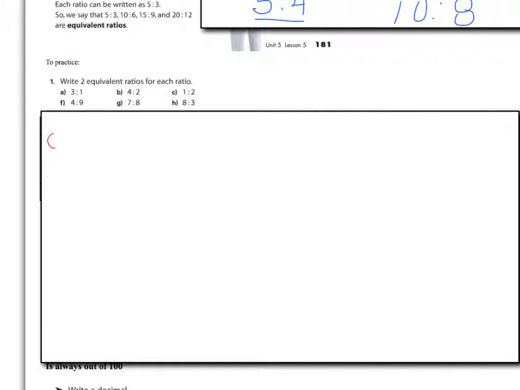All right, let's take a look. A, we have 3 to 1. What could we do? We could multiply both by 2, for example. 3 times 2 is 6. 1 times 2 is 2. That would be an equivalent ratio.